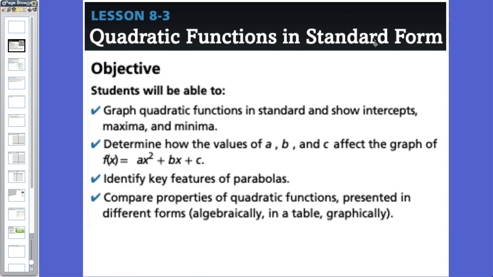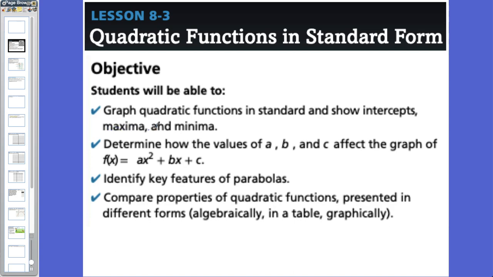So here's what we're going to do today. We are going to graph quadratic functions in standard form and show, I think they left a word out there, in standard form, and show the intercepts, which we're going to take special note of the y-intercepts. But we're also going to notice maybe the x-intercepts a little bit in this lesson, but that's just setting us up for some future things that we're going to do with x-intercepts.